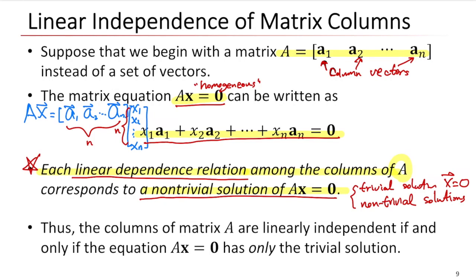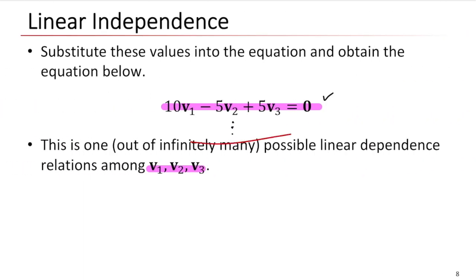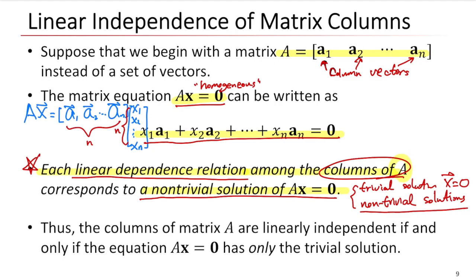Because the solution can be a single solution, infinitely many solutions, or no solution, right? So it means that non-trivial solutions will be infinitely many solutions. Then what does it mean? The linear dependence relations among the column vectors of A will be infinitely many possible equations. Okay, like this one. So this is the linear independence of the matrix columns.